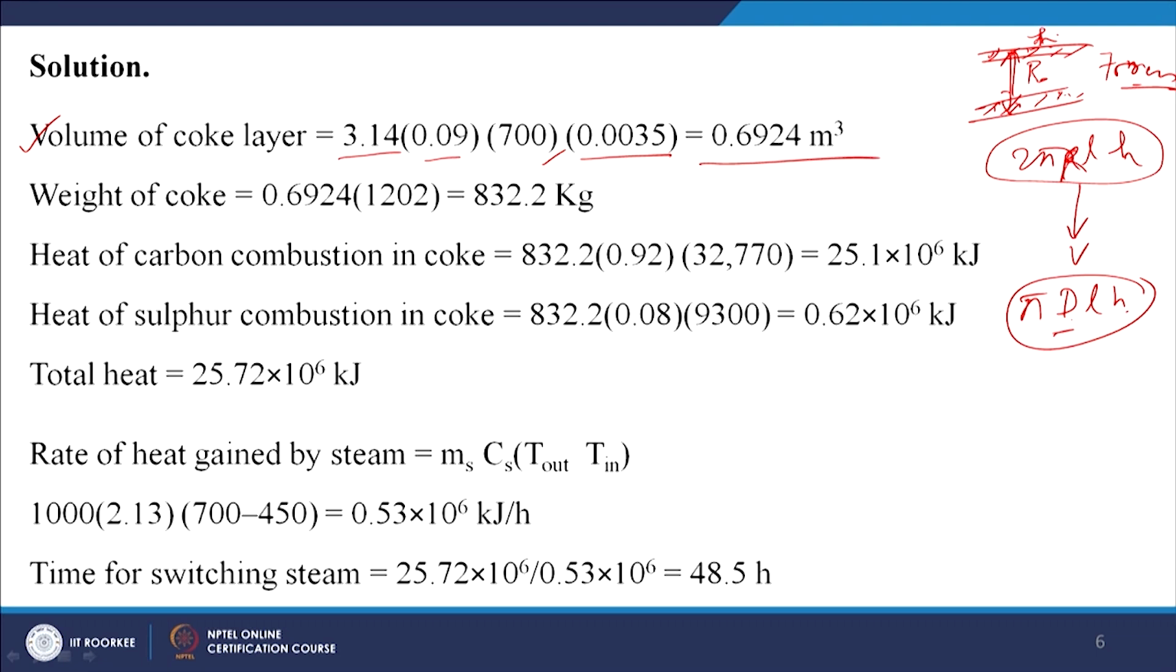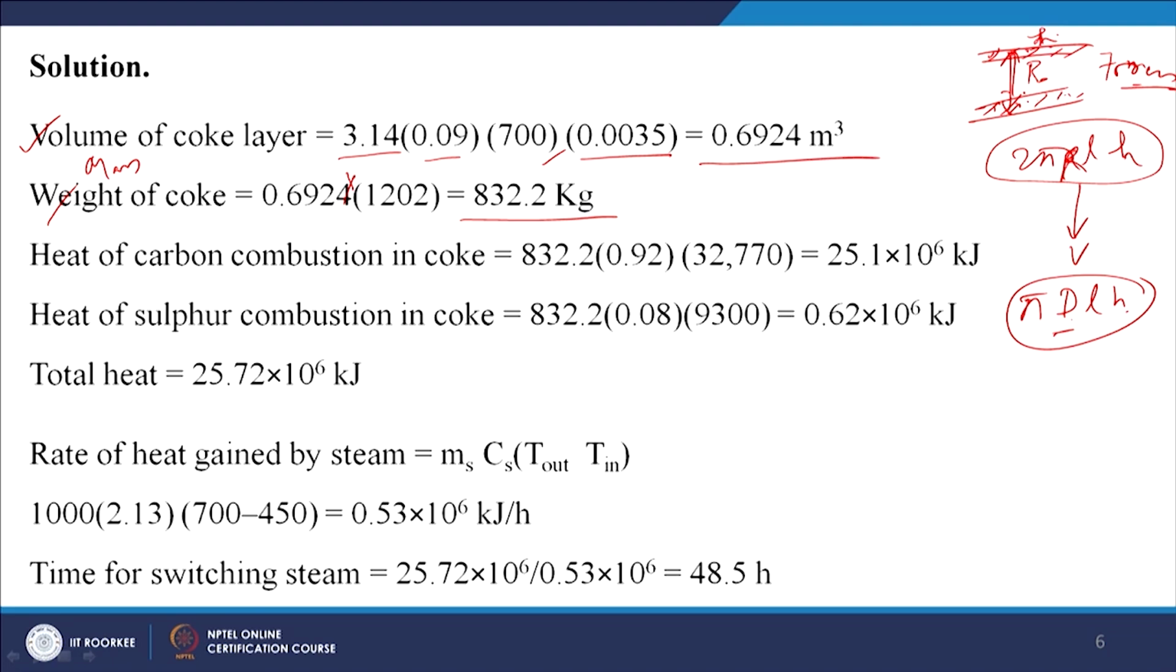Then what will be the weight of this, that is basically the mass of coke, equal to volume into its density. Density is given, that is equal to 1202 kg per meter cube. So, multiply 1202 into 0.6924, that is equal to 832.2 kg. So, this amount of coke is deposited inside the coil.